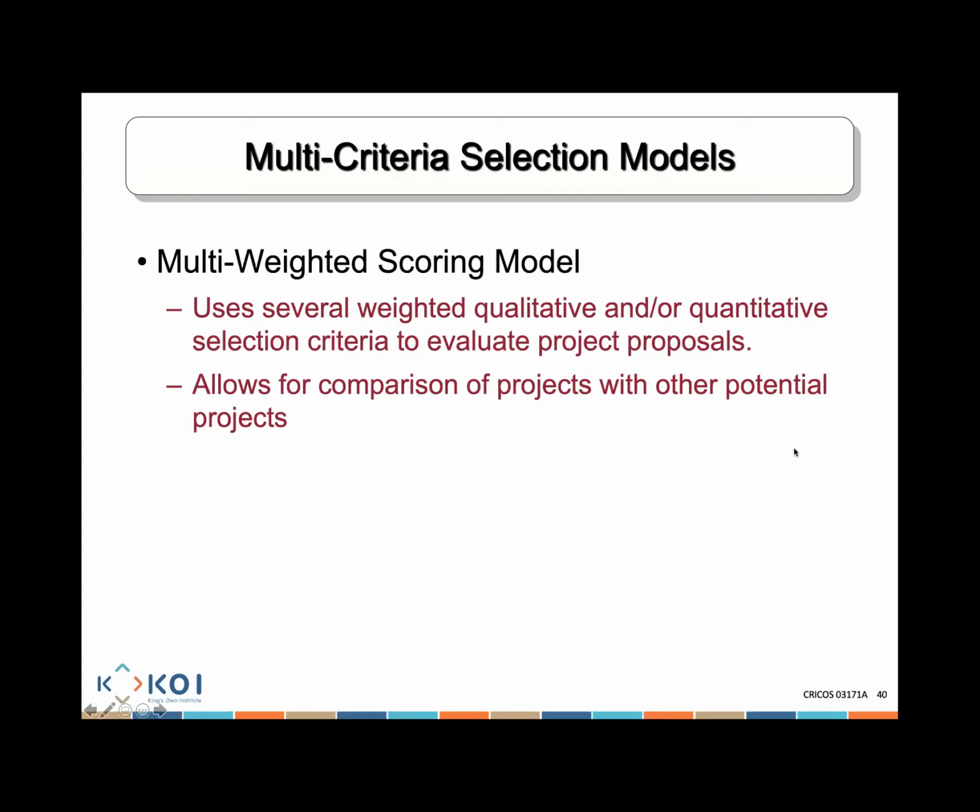I spoke earlier about multi-weighted scoring models. We might give several weights. We might use qualitative measures and we might use quantitative measures to really choose which project we are actually going to be working on. So it allows for comparison of projects with other potential projects. I compare project 1 with project 2 with project 3 because there are particular ways we can make the comparison.